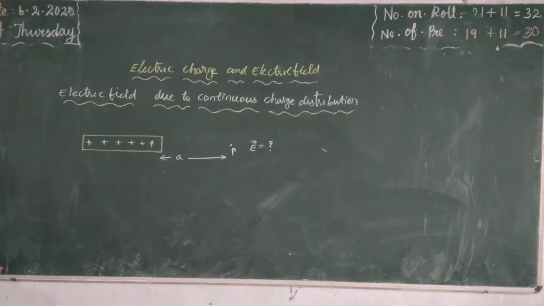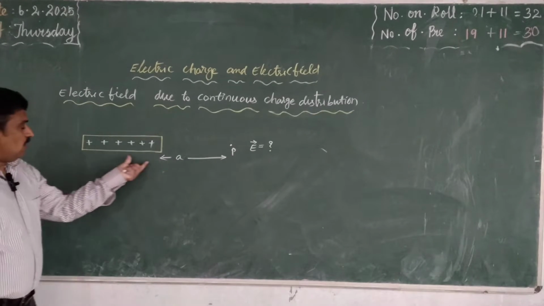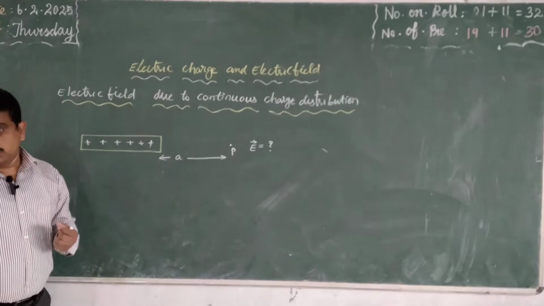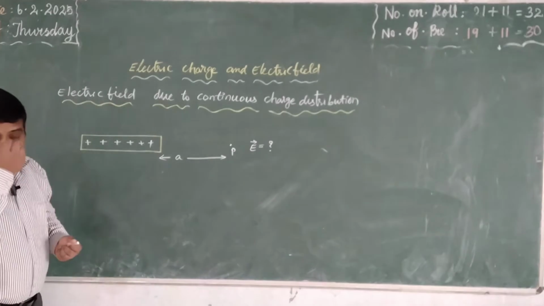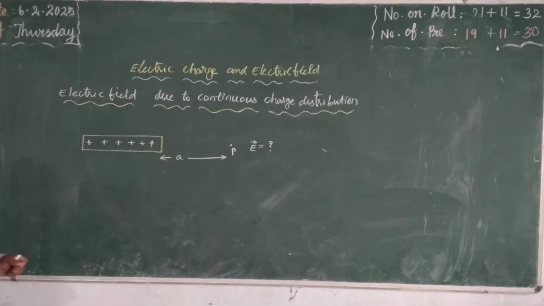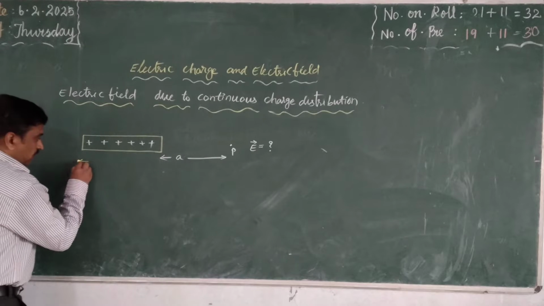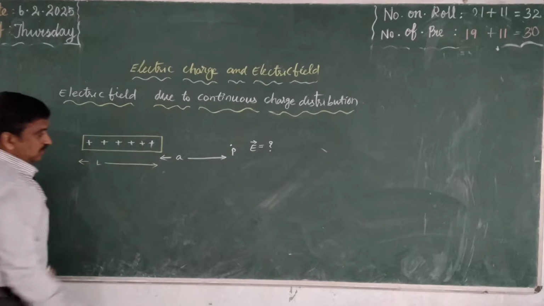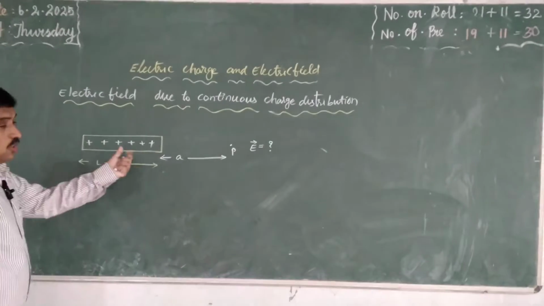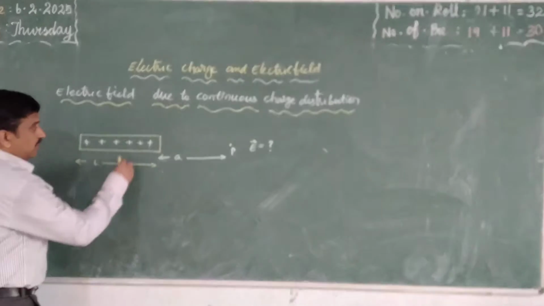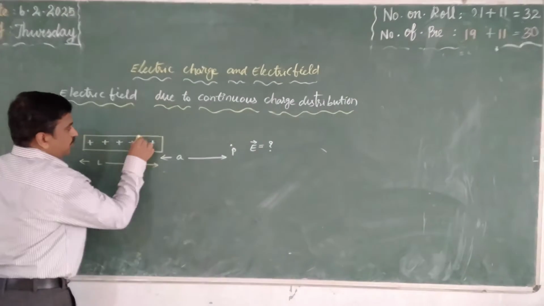It is a large, big object, so Coulomb's law is not valid here. Coulomb's law is valid only for point charges. That's why we take this length as L. This is a long, extended object, and we can cut this extended object into small parts. This part we can cut.